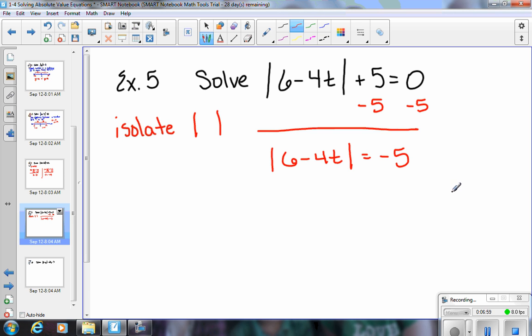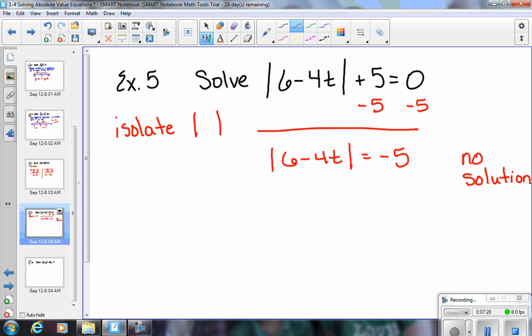Now I want you to stop and think about this for a minute. Remember that absolute value is a distance. So this is saying some distance between two values is negative 5. That should bother you because you can't have a distance that's negative. And when you end up with this situation, you're going to have no solution.